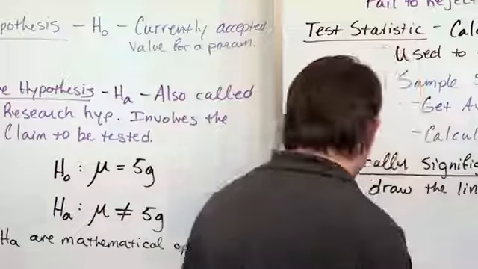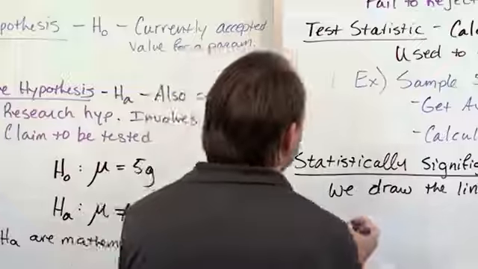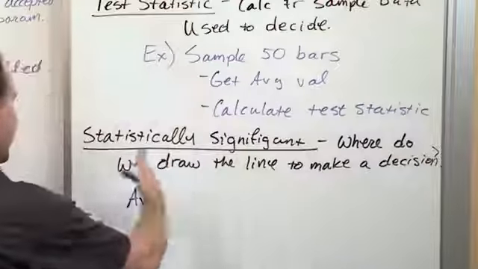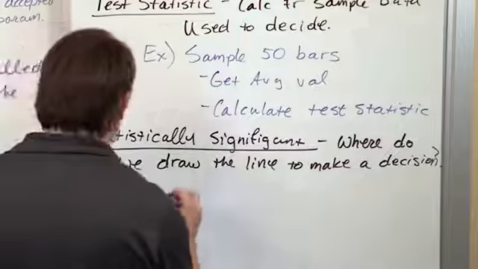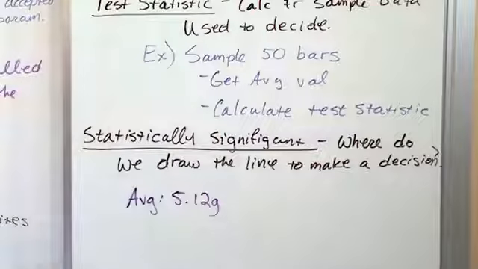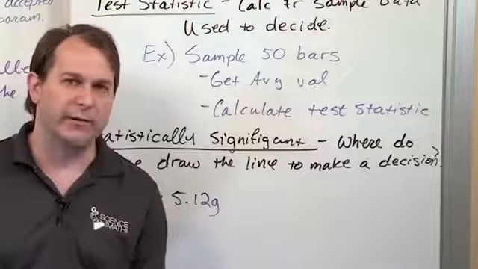So let's go through that little thought experiment and see what you would get. Let's say one guy does it on Monday and gets an average value, and let's say we draw 50 of these bars. And let's say we get 5.12 grams. Well, that's not exactly 5 grams. So technically, it's not equal to 5, but it's awfully close to 5. So how much play did our original equipment have to begin with?